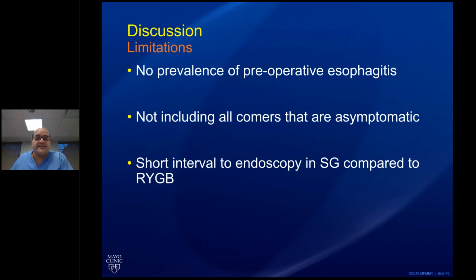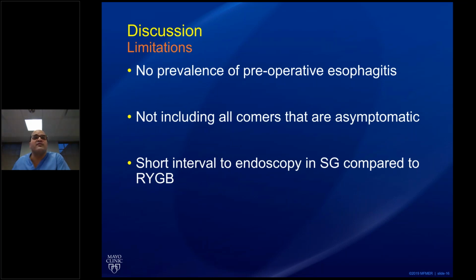So there are limitations, of course, in the study, and that's why we try to compensate for the limitation of the cross-sectional study by doing a case-matched cohort that takes a deeper dive into this. But the biggest limitation that we have in the study is there's no prevalence of preoperative esophagitis in the cross-sectional cohort. We did not include all comers. That means you had to have a reason to get an endoscopy to get an endoscopy.